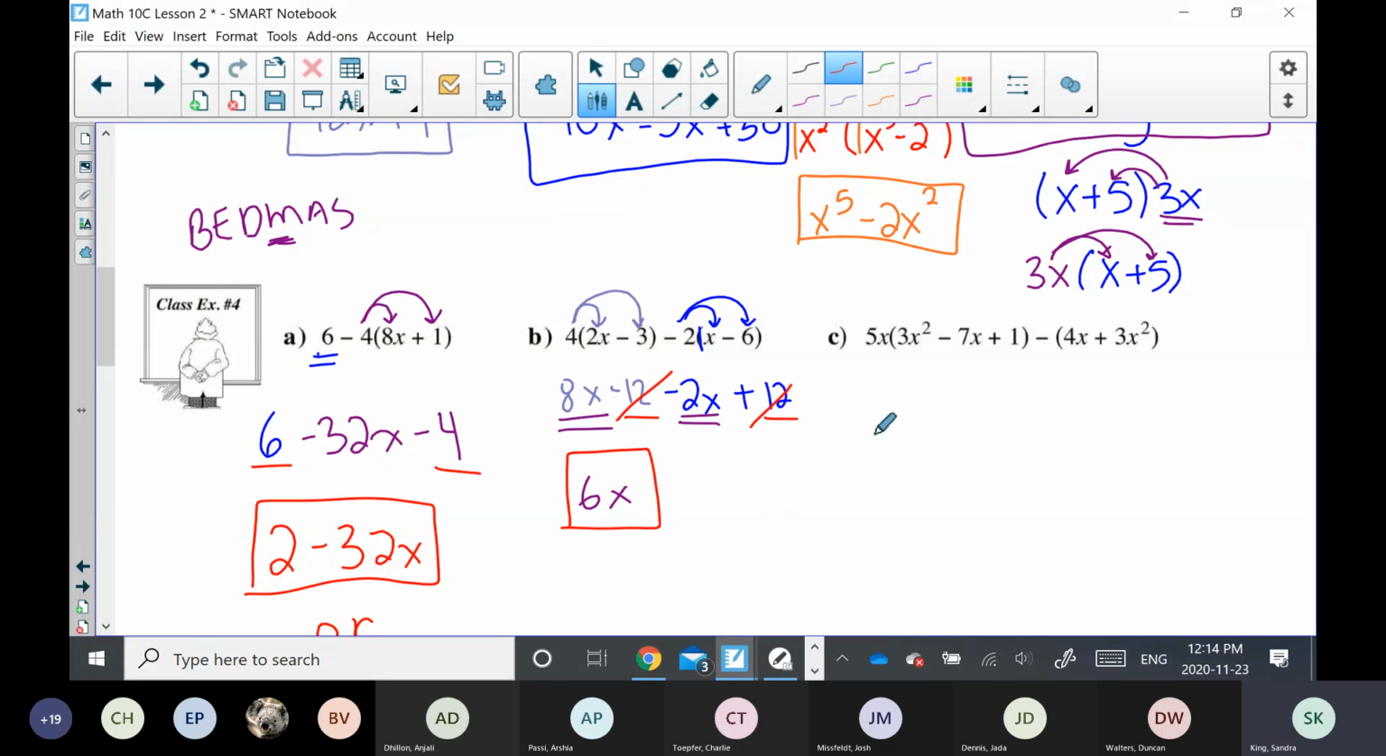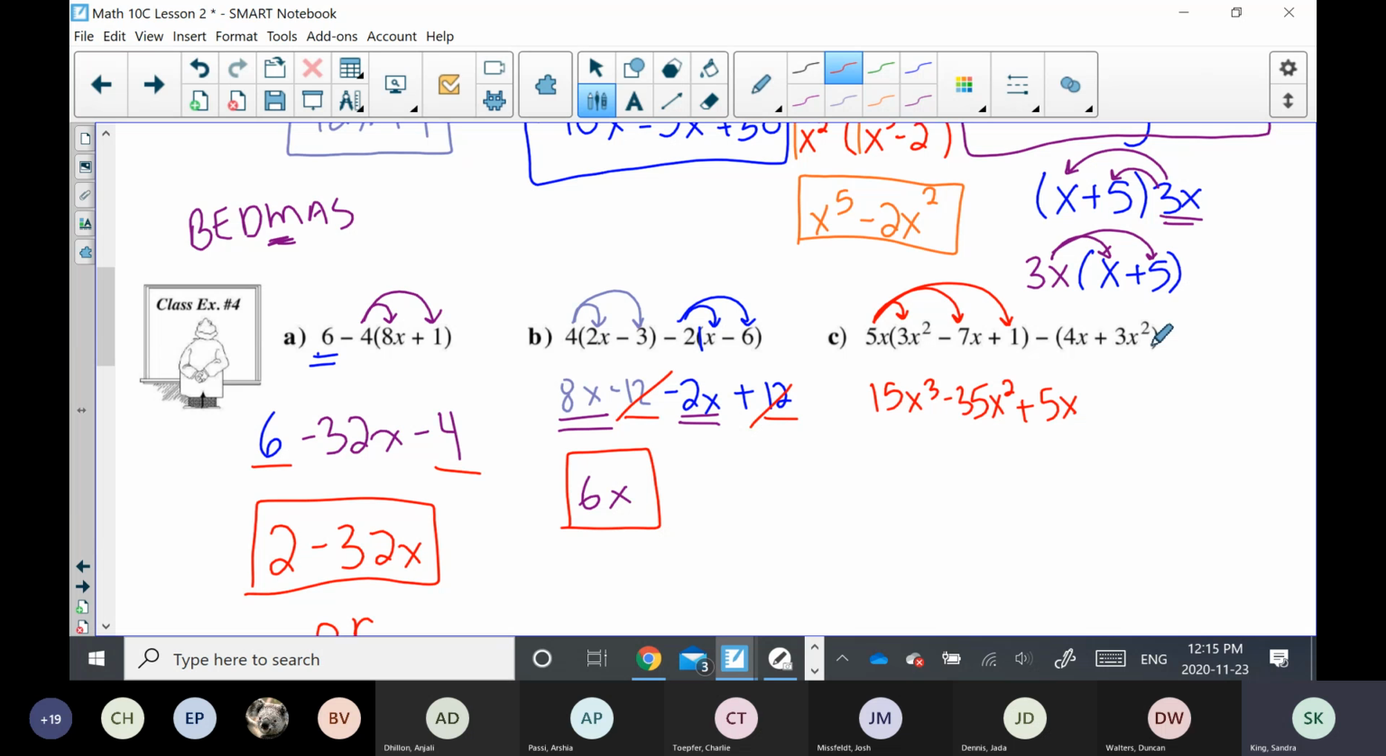C. So how would we do this? I've got a bracket and a term in front of the bracket. To get rid of the bracket, we must distribute that 5x into every term in that bracket. So 5x times 3x squared would be 15x cubed. 5 times negative 7 would be negative 35, and it's x times x, which is x squared. 5x times 1 would be plus 5x. So I've just expanded this first bracket by distributing in the 5x.